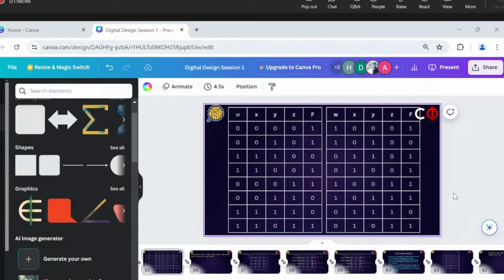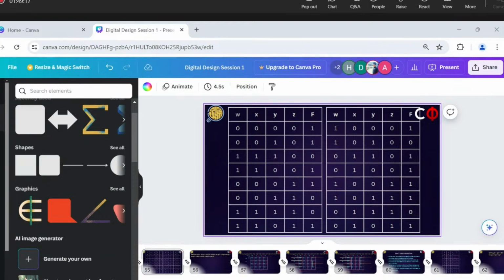Any ideas what the first term is going to be for this function in an SOP form? Just the first term. With W0, X0, Y0, Z0, and the function being 1, what does that translate to in an SOP form? Yes, W prime, X prime, Y prime, and Z prime. That's right. Anybody else with some other answers?